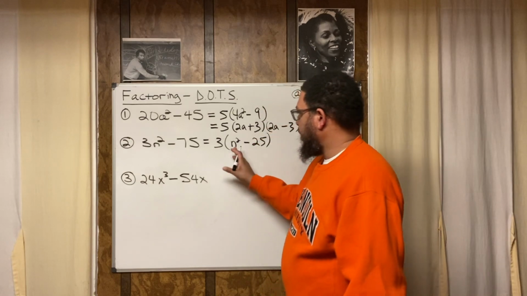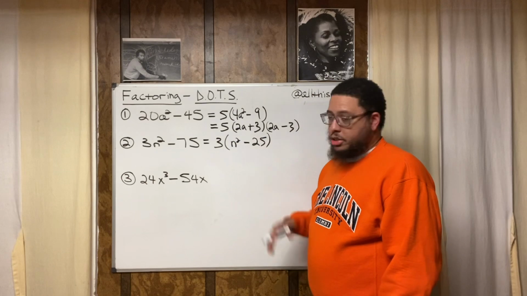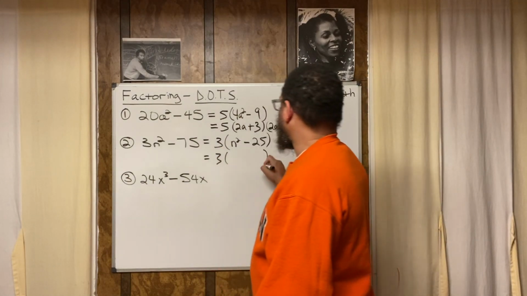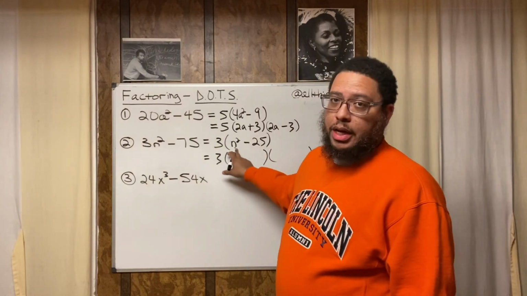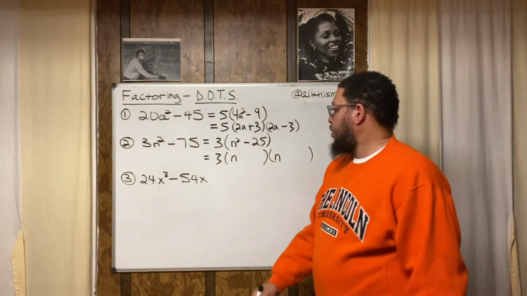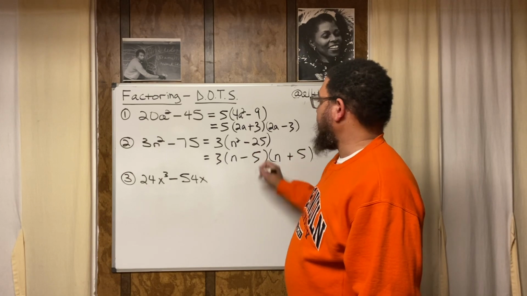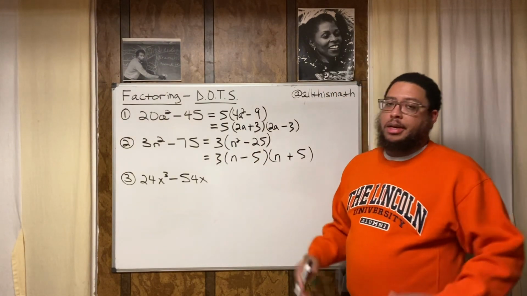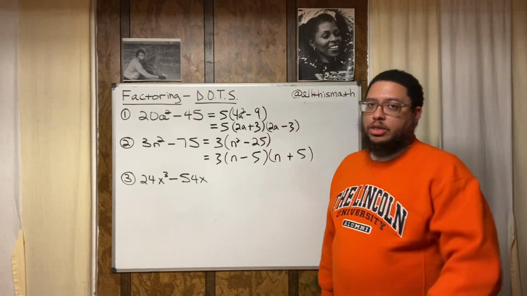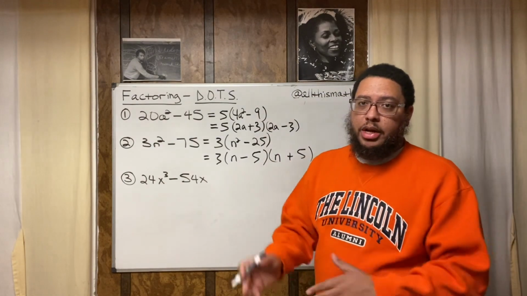Now watch this. Isn't that a difference of 2 squares? Dots method. Let's go. All right, same thing we did in number 1. Bring that 3 down. Write your 2 binomials. Square root of n squared: put an n right here, an n right here. Square root of 25: put a 5 right here, a 5 right there. Make one a plus, one a minus. It doesn't matter where I put the plus and the minus sign. If you want to always put the plus sign in the first parentheses, go ahead. If you want to always put the minus sign in the first parentheses, go ahead. You just have to have one of each.